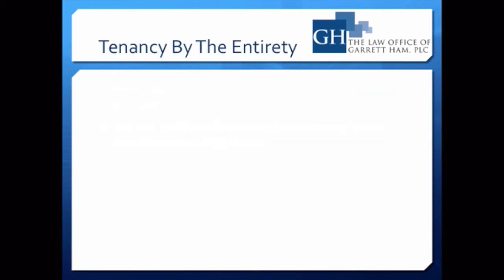Tenancy by the entirety is the last main form of property ownership. This is a special type of joint tenancy for married couples. It stems from the common law view that husband and wife are one entity. It requires the four unities of joint tenancy plus the additional unity of marriage. Similar to joint tenancy, tenancy by the entirety includes the right of survivorship.